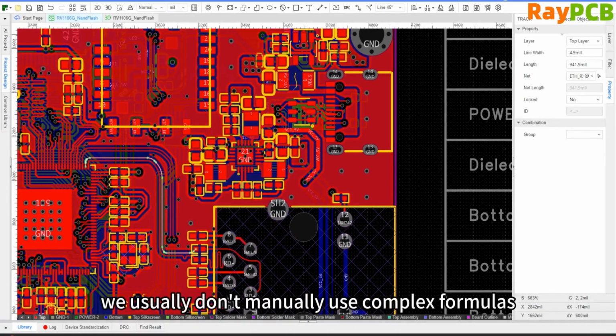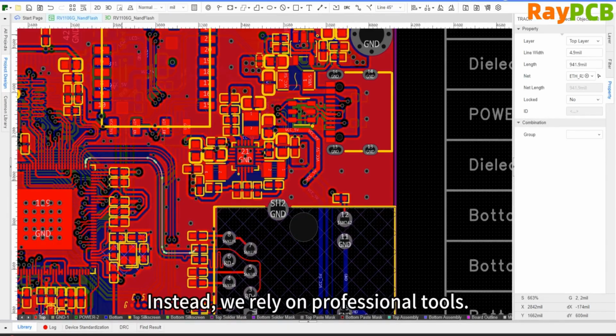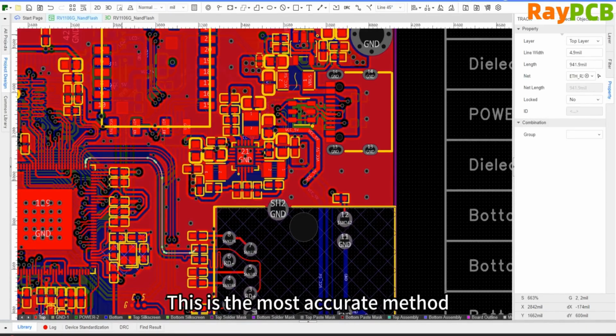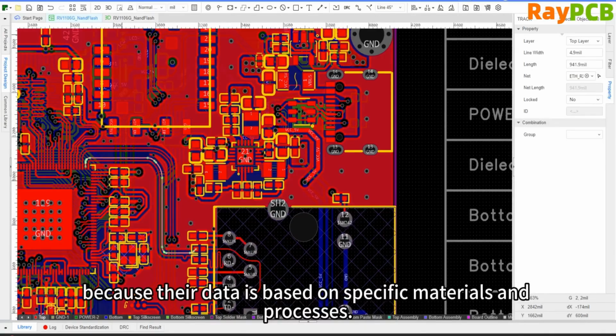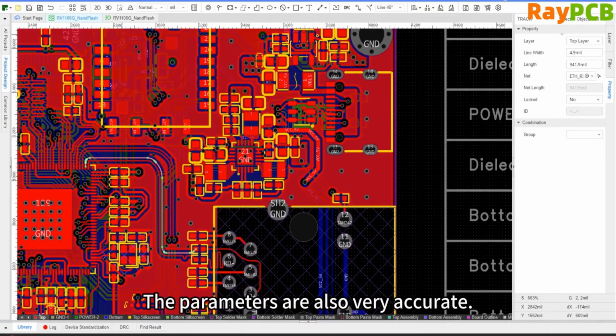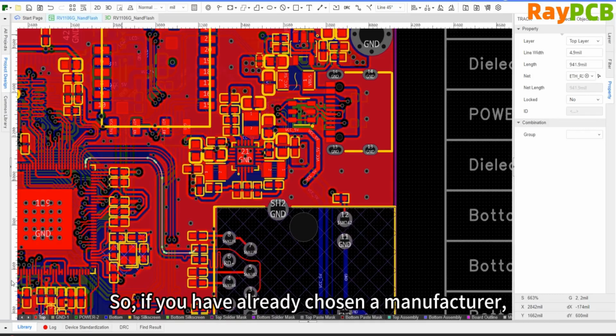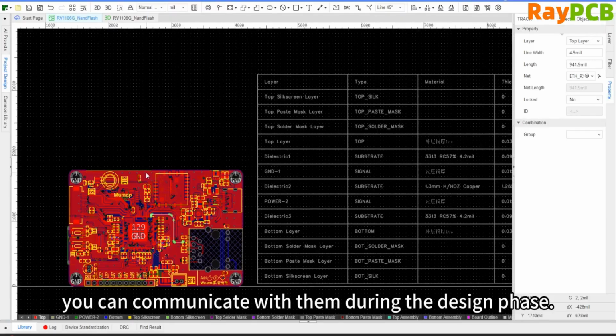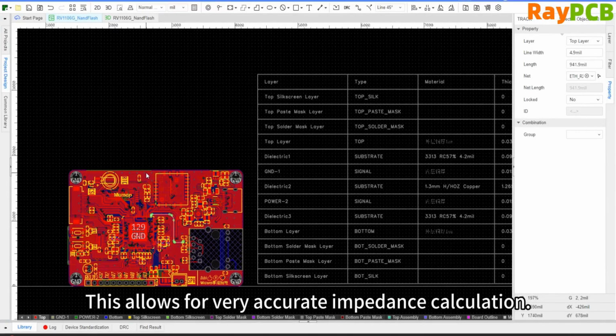In PCB design, we usually don't manually use complex formulas to calculate line width, but instead rely on specialized tools. PCB manufacturers generally provide their own impedance calculation tools, which is the most accurate method because their data is based on specific materials and process parameters, making it highly precise. So, if you have already carefully selected a reliable manufacturer, you can effectively communicate with them throughout the entire design phase, which then allows for the generation of very precise and accurate impedance calculations.